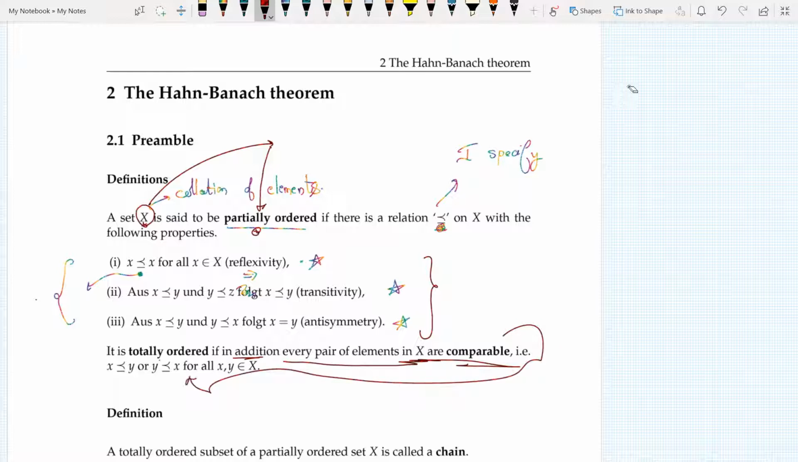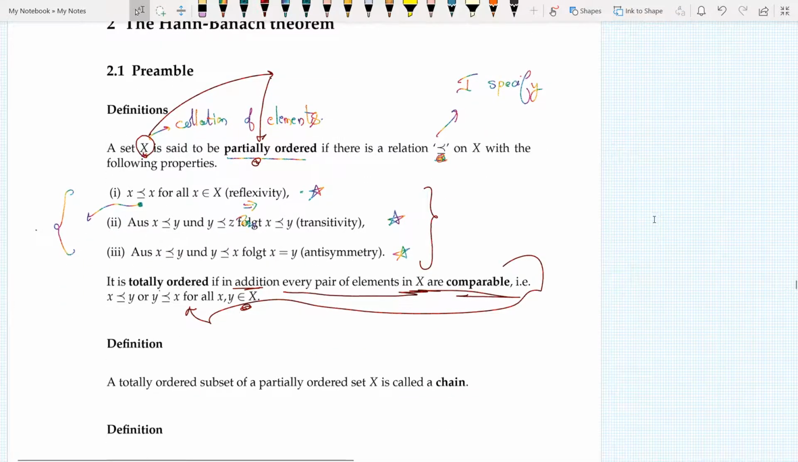Now, a set is totally ordered if in addition every pair of elements in X is comparable, which means that X is less than or equal to Y or Y is less than or equal to X for every value of X, Y belonging to X. So that is what I mean by being totally ordered. Now let me define a few more things and then I will elucidate on these ideas so as to have a better understanding of our intuition.